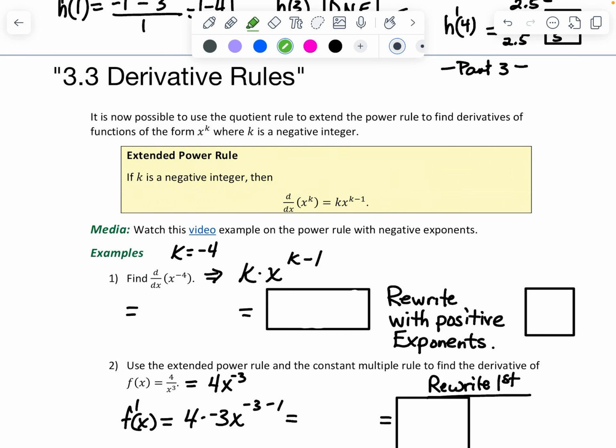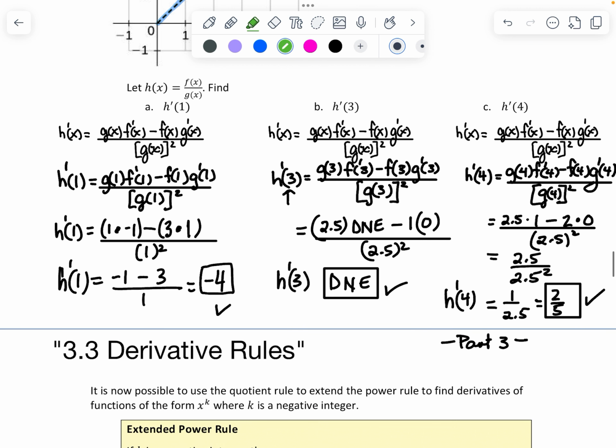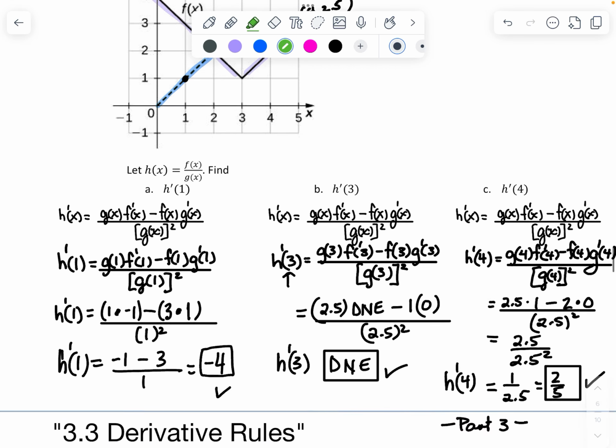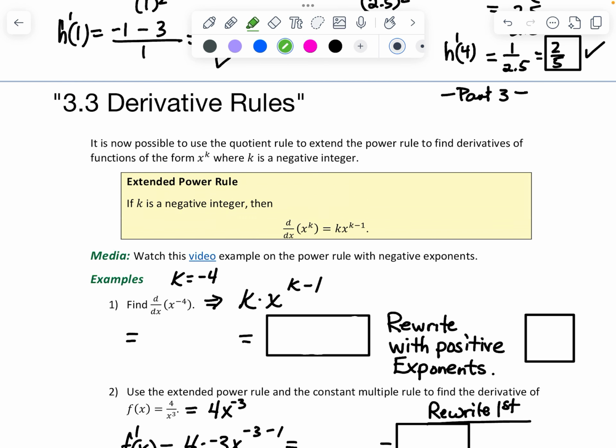Okay, so we're back on 3.3 derivative rules, and just wanted to recap where we're at here. We just finished up doing the quotient rule and with a graph, and now we are picking up with derivative rules. It's possible to use the quotient rule to extend the power rule to find the derivatives of functions of the form x to the k, where k is a negative integer. So we would often just rewrite the expression with negative integers.